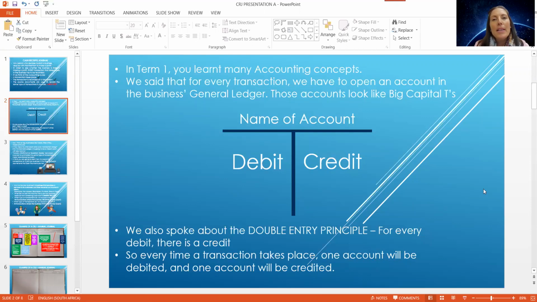And what does that mean again? That for every debit entry I make somewhere in an account in the general ledger, that same amount needs to appear somewhere else in another account, also in the general ledger. So for every debit, there must be a credit. Right.